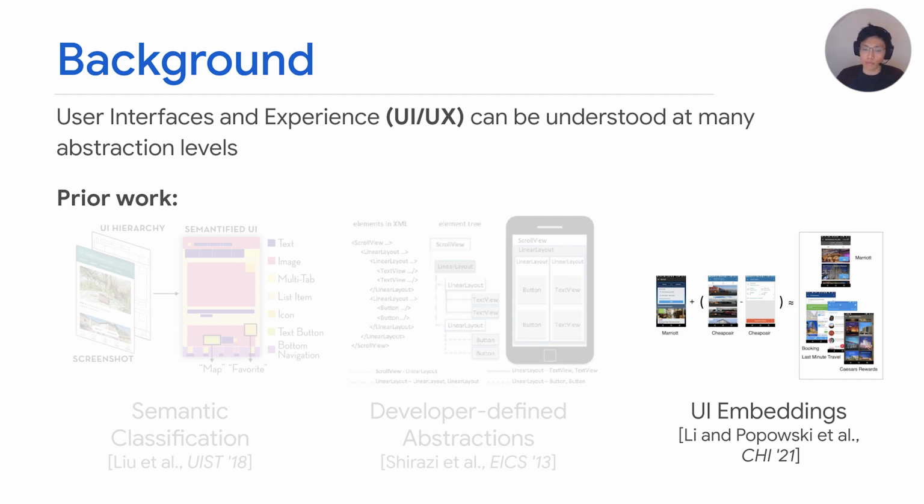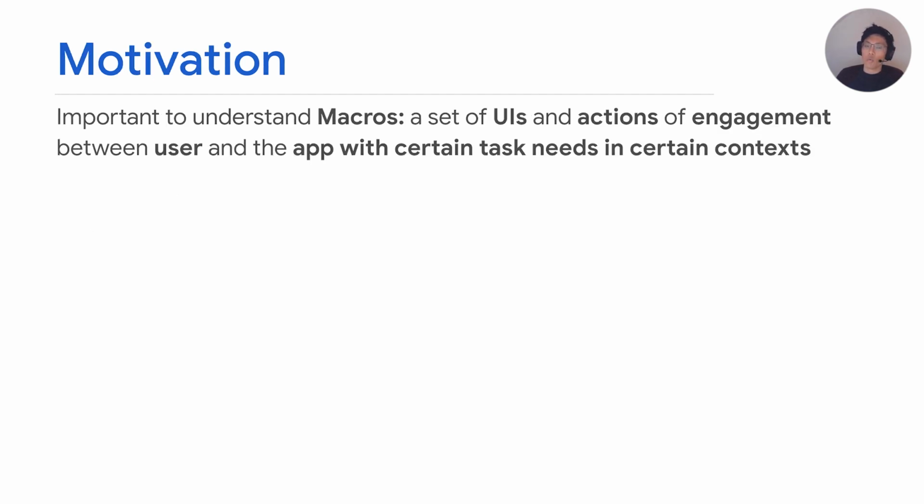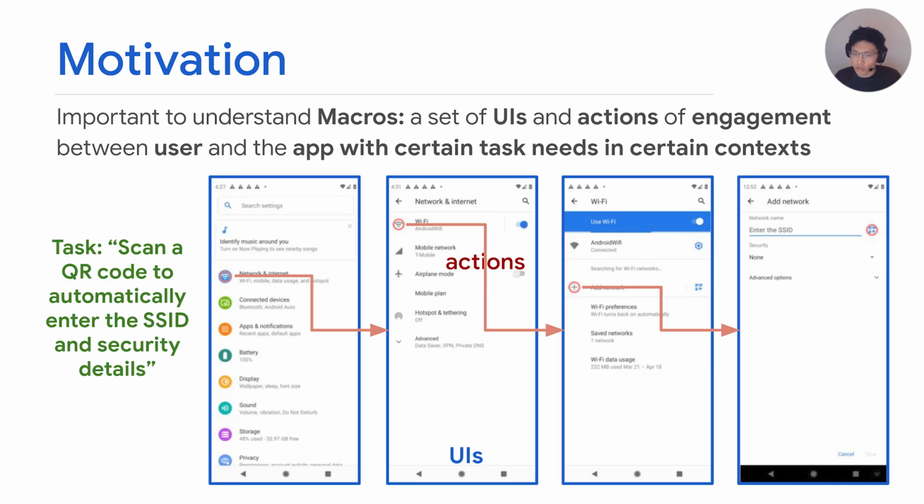beyond human-defined groupings. One rather important concept among these abstractions is the idea of macros, which is a set of actions that a user performs on a set of UIs in the app, with certain task needs and/or in certain contexts. Here's a macro where a user wants to scan a QR code for a Wi-Fi network.